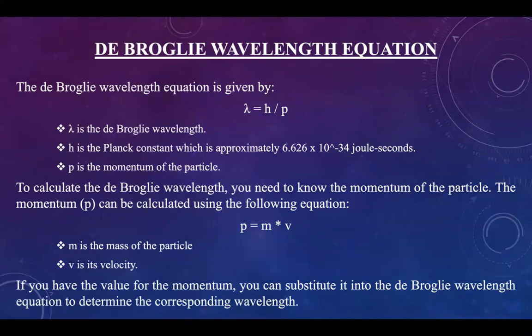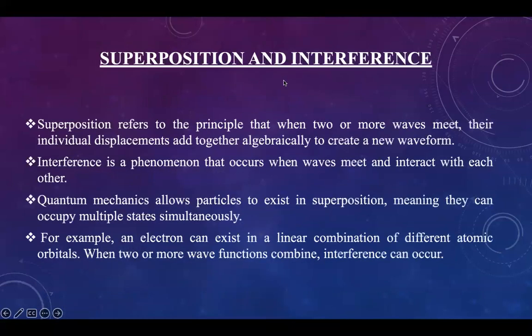To calculate the de Broglie wavelength, you need to know the momentum of the particle. The momentum can be calculated using the following equation: p = mv. m is the mass of the particle, v is its velocity. If you have the value for the momentum, you can substitute it into the de Broglie wavelength equation to determine the corresponding wavelength.